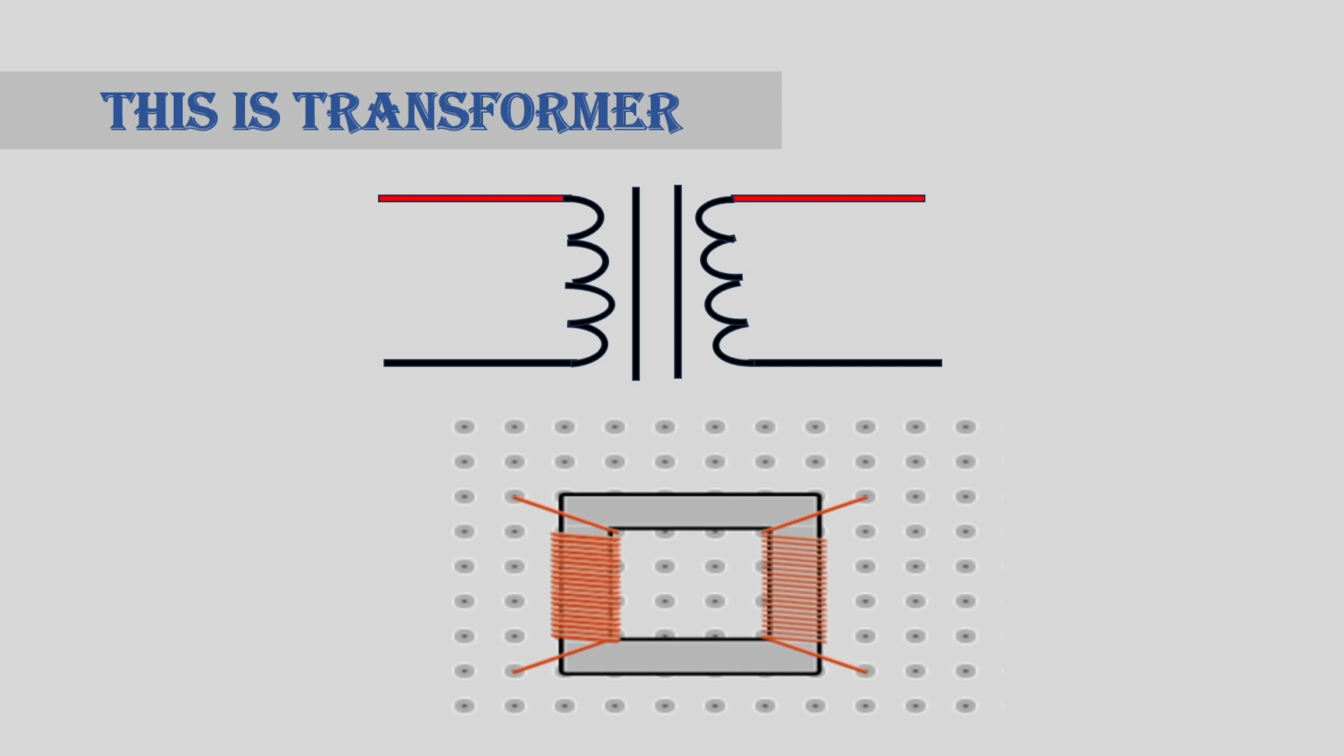This is a transformer. It is an electrical static device that transforms electrical energy in the form of voltage and current from the primary side to the secondary side. We can also say it's step up and step down. Here is the symbol: the twisted rings indicate turns or coils of the transformer, and the two vertical lines represent its core.